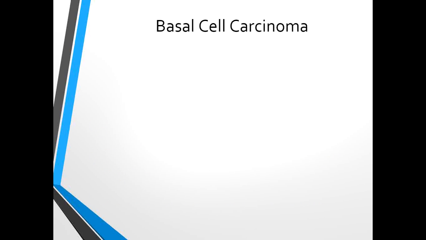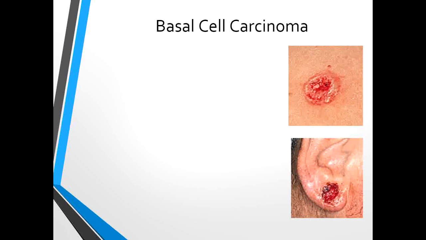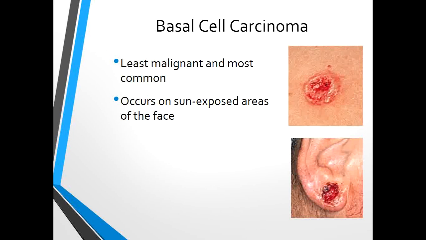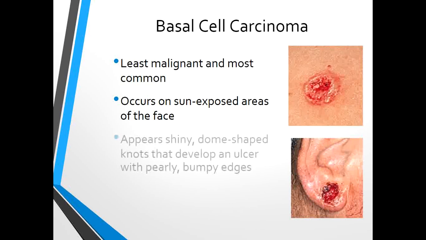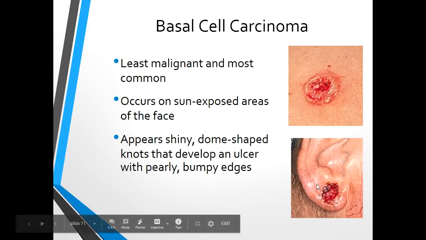So the first type of skin cancer that we're going to discuss is one called basal cell carcinoma. Basal cell carcinoma is the least malignant. It's the most common. And what we find with basal cell carcinoma is that it's usually on areas of the face where the sun hits it a lot. So you're going to see it around the cheeks, the nose, the ears, the forehead, places like that. It starts off as kind of like a shiny dome-shaped knot, and then eventually will rupture like an ulcer, and you'll see these pearl bumps around the outside, and then more of a reddish area on the inside.